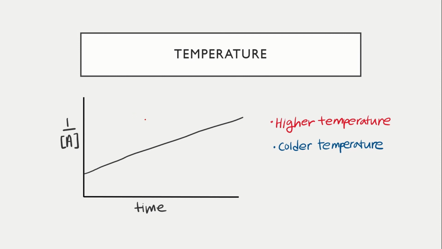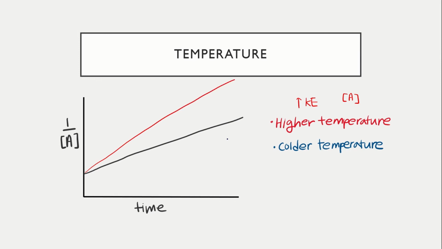At higher temperatures, the molecules would have higher kinetic energy, and they would move faster. So reactants, the concentration of A, would have to decrease, but at a faster rate. In this case, the y values represent 1 over the reactants, so 1 over the reactants would have to increase, but at a faster rate. So the graph would have to look like this, increasing, but at a faster rate.